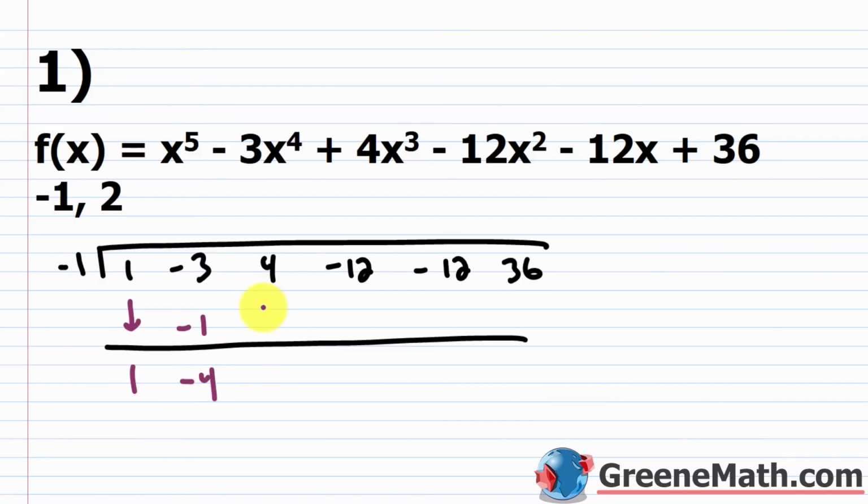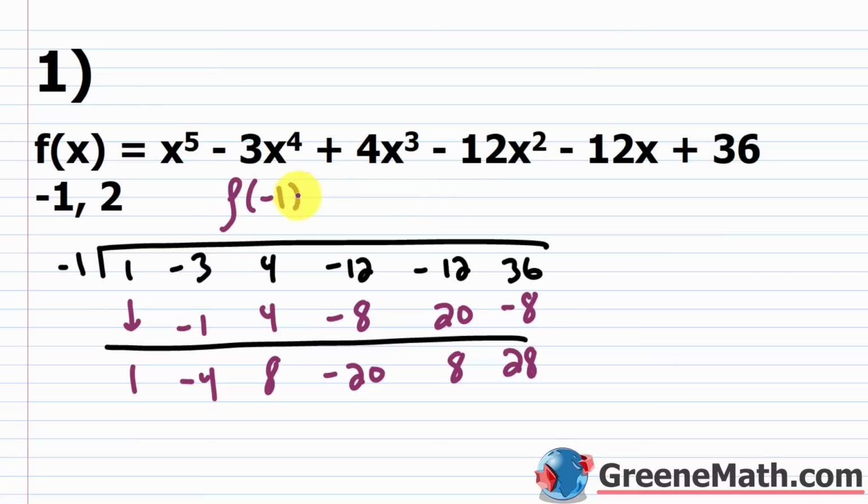-1 times -4 is positive 4. 4 plus 4 is 8. -1 times 8 is -8. -12 plus -8 is -20. -1 times -20 is positive 20. And then -12 plus 20, that's going to be positive 8. And then -1 times 8, that's going to be -8. And so 36 plus -8, that's going to be 28. And again, we saw that f of -1 was equal to 28 on the graph. Let me just write that f of -1 is equal to positive 28.